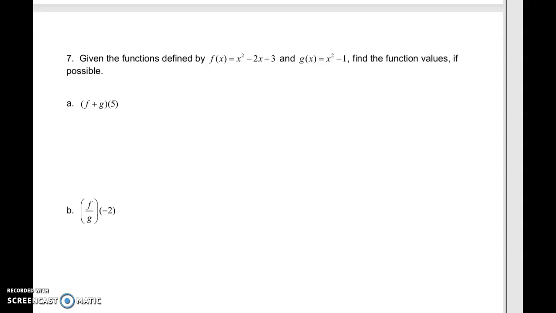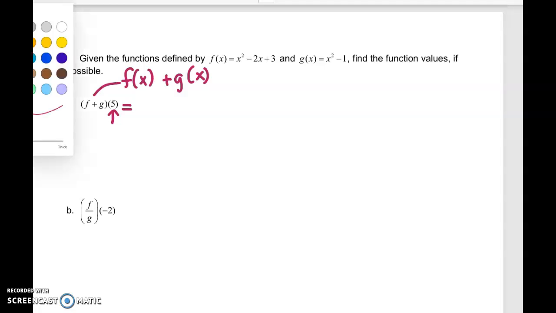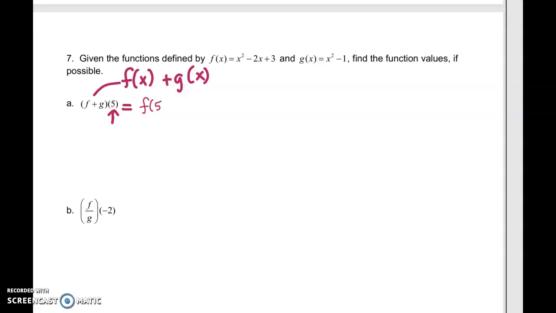So here we have function f and function g. For this one, it says take f plus g at 5. Well, that's going to mean here's my input. This notation here means I'm adding the two functions together. I can write it like this and figure out what that is first, or I could do this. I can take f, evaluate it at 5, and add g, evaluated at 5. So here, let me put that in a different color.